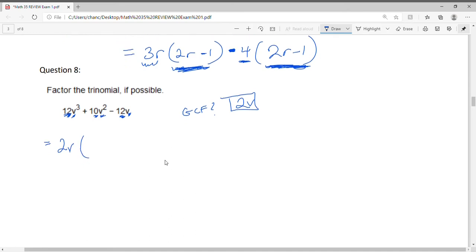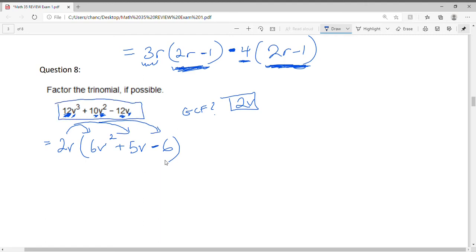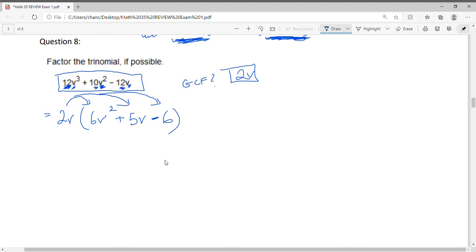So we have 2v, that gives me 6v squared left over. That's the only way to get 12 back and a v cubed. How do I get a 10 back? I need a 5, and we need a v squared, so we'll add a v here. To get negative 12 back, we need a negative 6, and we don't need a v because v will be here. Now if you're not sure, well, distribute this out, and you should get the original trinomial back. But in this case, we know we did it right because we do multiply to get the original back.